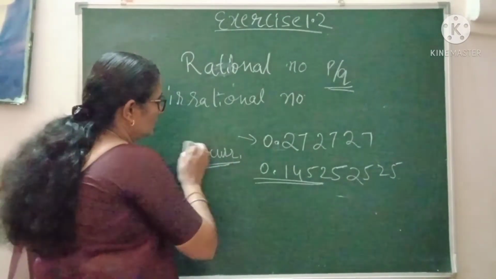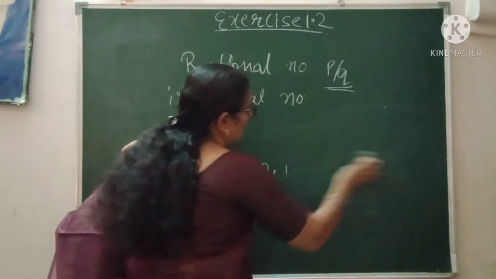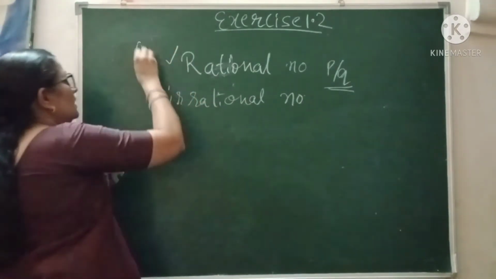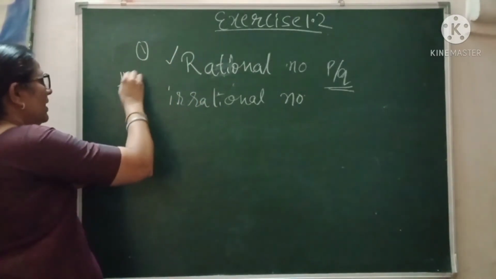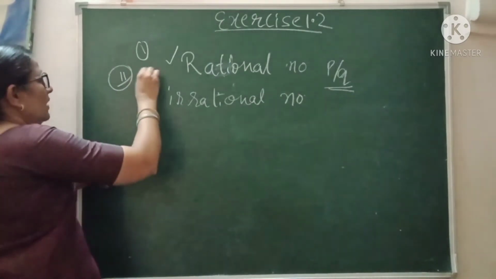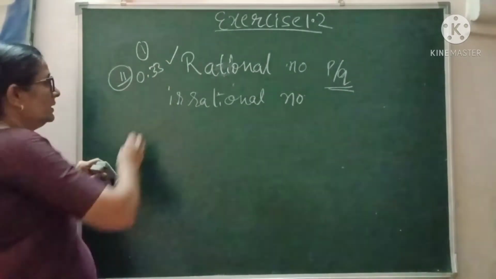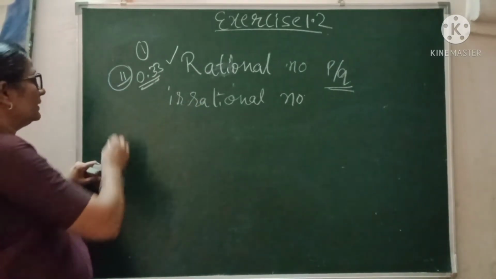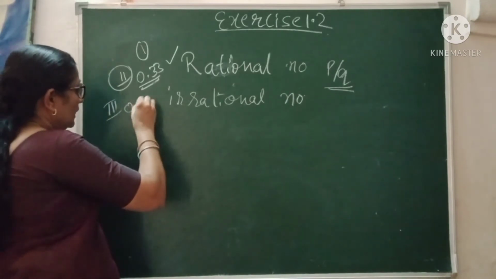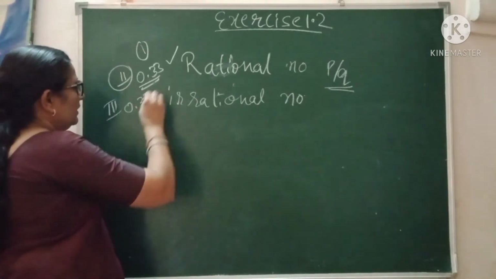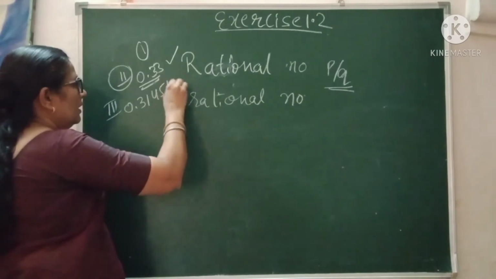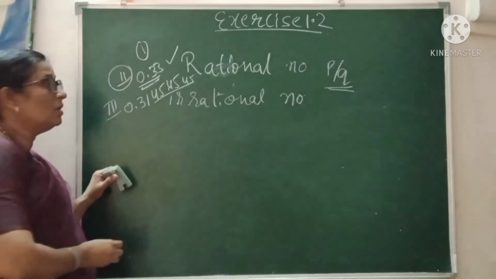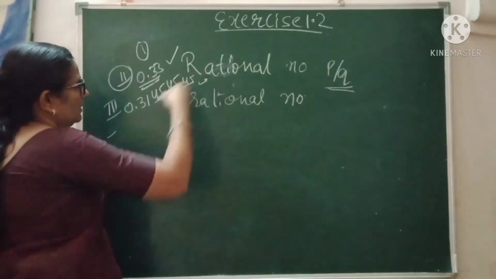That means numbers which, when divided, give a remainder of 0, we call rational numbers. Numbers whose quotient is recurring, in that case also we call them rational numbers. Or if some digits repeat after certain divisions, in that case also we call such numbers rational numbers.